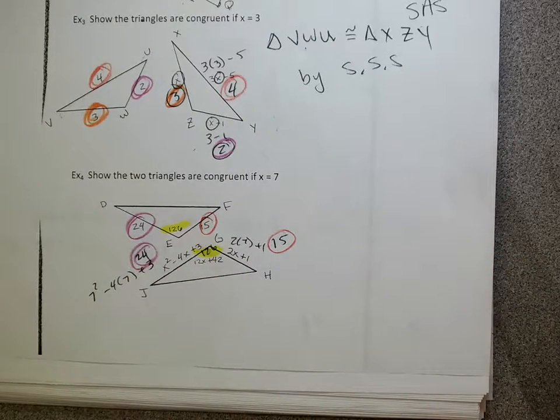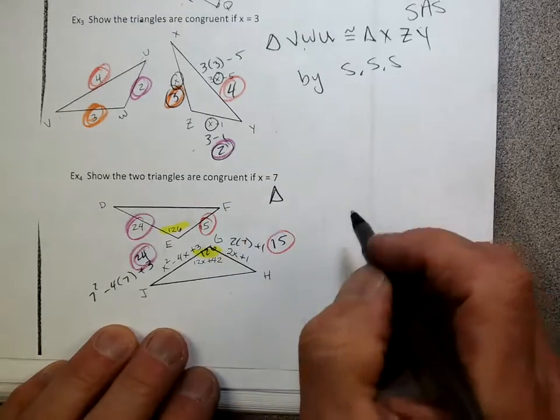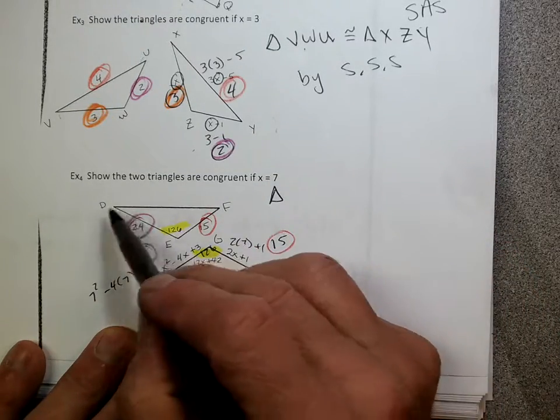So let's see if we can write this down. So I'm going to say triangle, let's go, oh, I don't know, how about DFE?